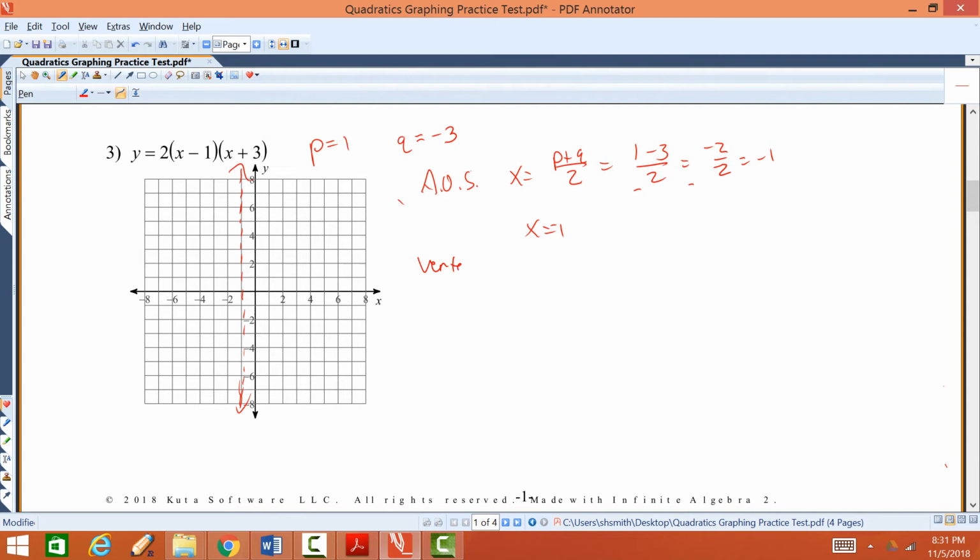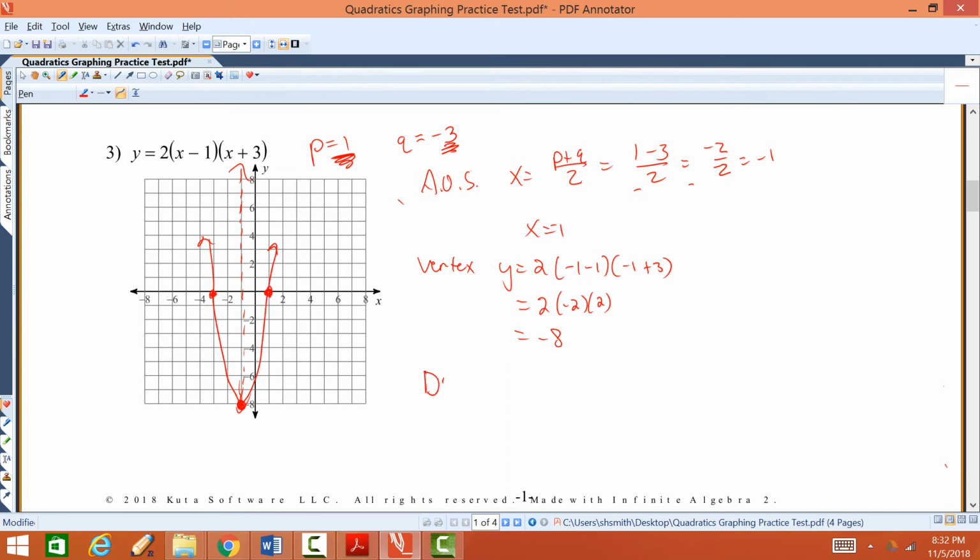So the vertex, if I plug that back in, is 2 times (negative 1 minus 1) times (negative 1 plus 3). So this is going to be 2 times negative 2 times 2, which is negative 8. There we go. So this point is all the way down here, and then you have a point at 1 because it's intercept form, so this is going to be a point on the x-axis, and negative 3 is also a point on the x-axis. So your parabola looks like this.